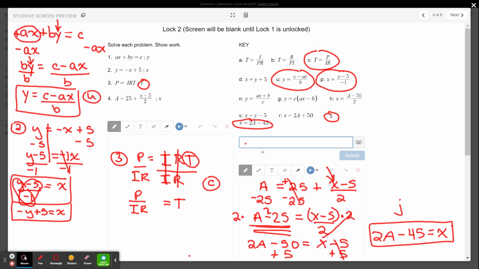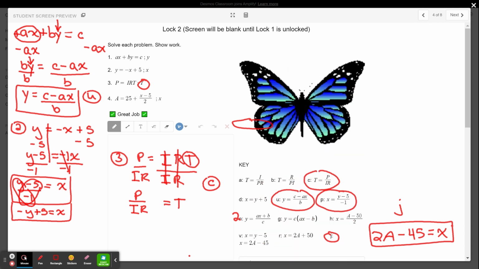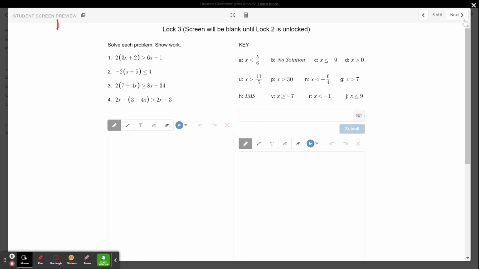So what are the letter order: U, P, once again needs to be not capitalized, U, P, C, and then J. All right, we got the butterfly, and now our third screen is unlocked.